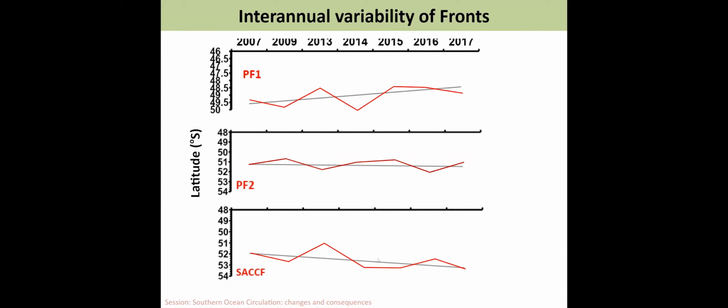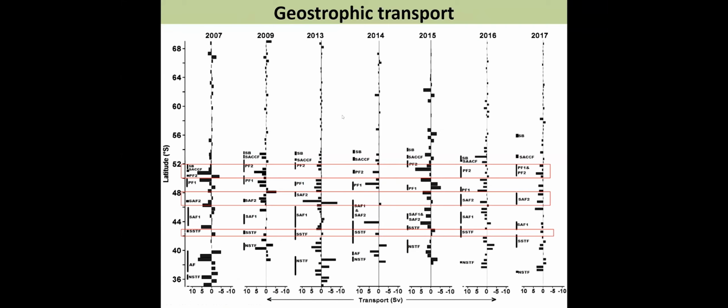So these are some typical features which we couldn't identify over the period, but the thing is that it is a line section, so it is one point that we are considering in this representation in this figure. Now going to the geostrophic transport.